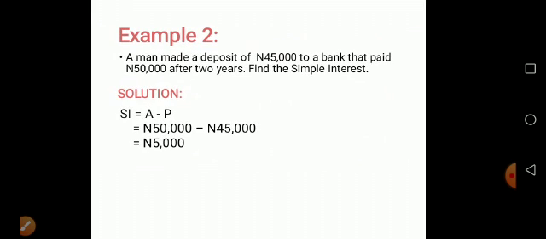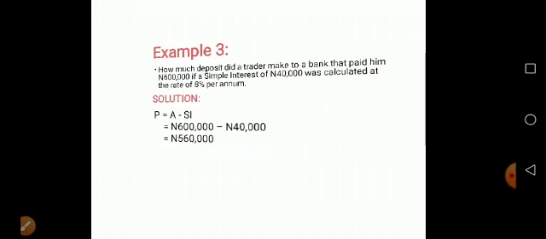Second example here, a man made a deposit of 45,000. Remember, that deposit is your principal, to a bank that paid 50,000 after 2 years. So the bank gave 50,000, and that's the amount. So whatever the bank gives to you is your amount. So find the simple interest. So simple interest is amount minus principal, which is 50,000 minus 45,000, and that will give you 5,000 naira.